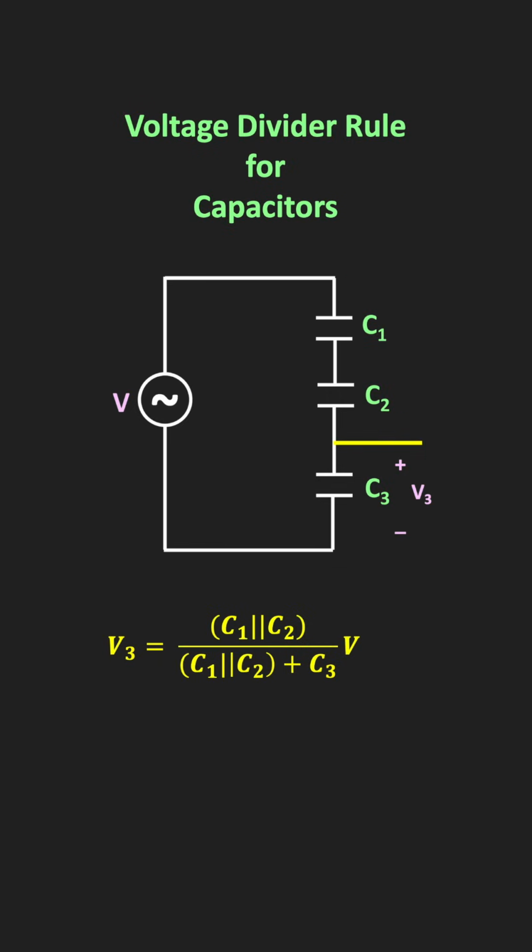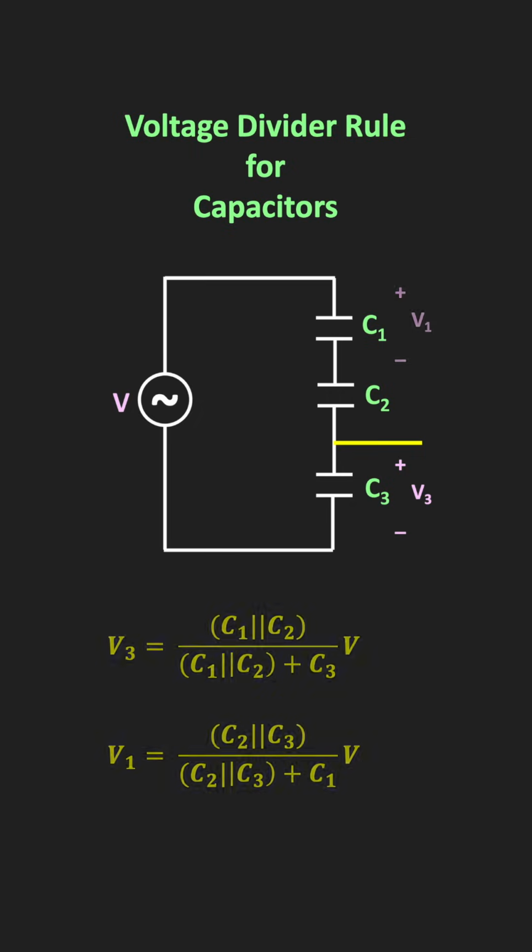That means in the numerator, we will have C1 parallel C2, and in the denominator, we will have C1 parallel C2 plus C3, and this entire term gets multiplied by the voltage V. Similarly, the voltage across the capacitor C1 can be given as C2 parallel C3 divided by C2 parallel C3 plus C1, times V volt. Now let us see how we got this expression.